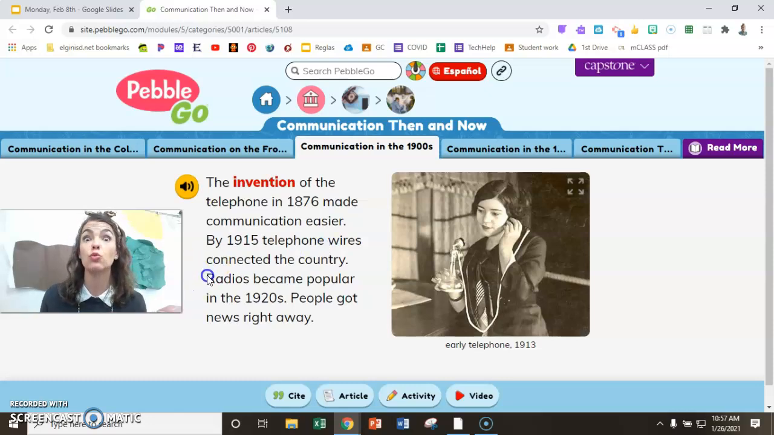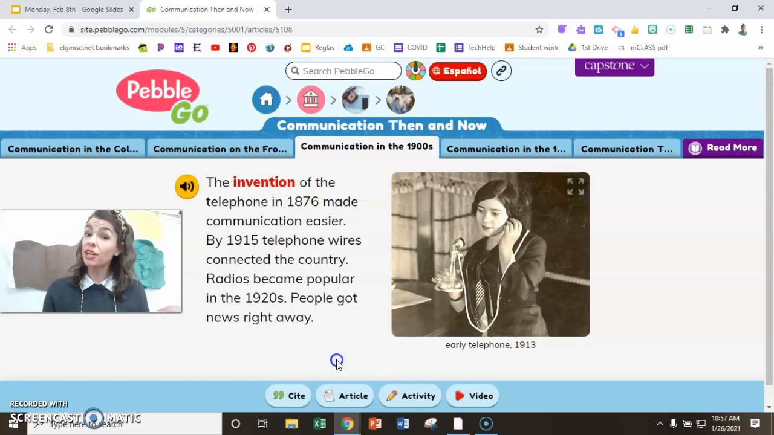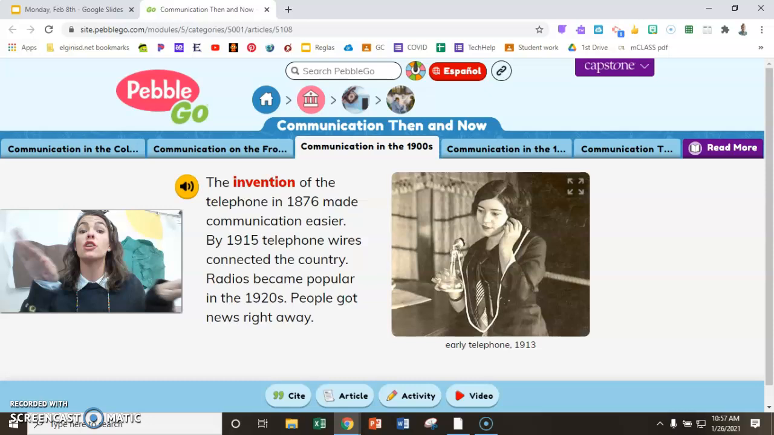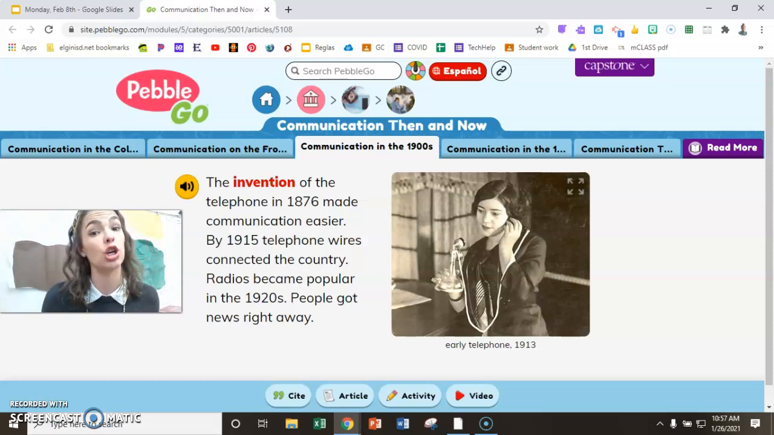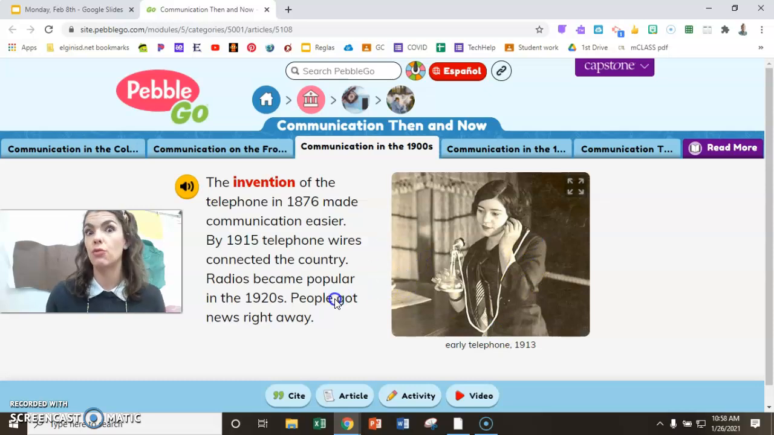And they're starting to use radios. Have you ever listened to the radio? Yes or no? You have one in the car, yes. Radios, instead of the newspaper, can tell the message across the radio faster than it took people to write the newspaper, print the newspaper, and deliver it. So now we're getting faster with more technology. Telephones are invented and radios are popular.